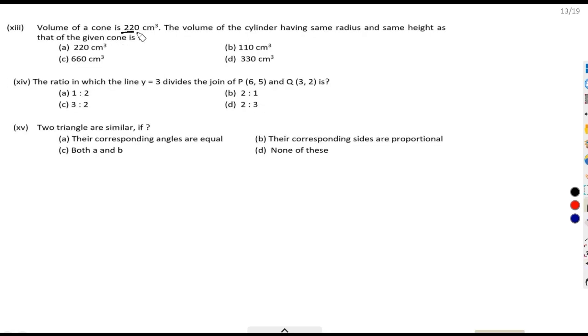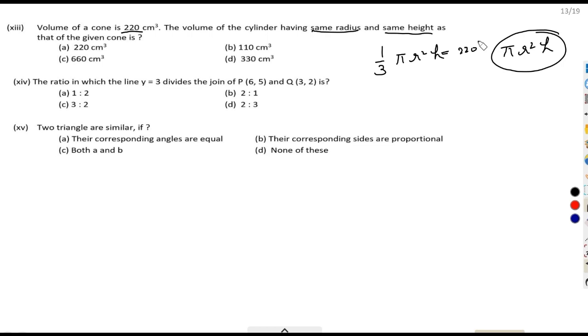Volume of a cone is 220 cubic centimeters. The volume of the cylinder having the same radius and same height. Volume of the cone is 1 upon 3 pi r squared h and volume of the cylinder is pi r squared h. This is given 220 and we have to find pi r squared h. Pi r squared h is equal to 220 multiplied by 3, 660 cubic centimeters. If the radius and the height are the same, then the volume of the cylinder will be triple the volume of the cone.